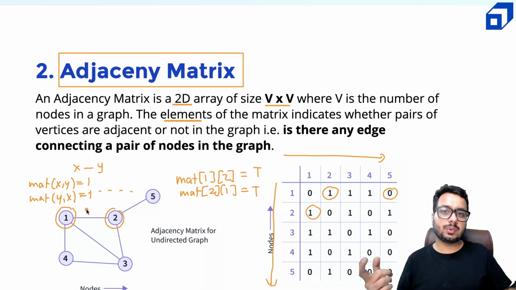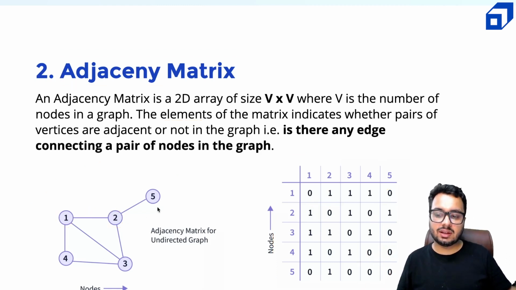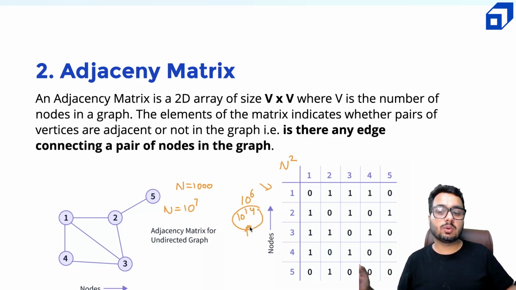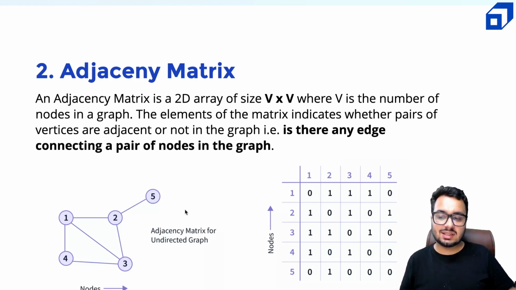And the problem with this approach is that as your n grows, say you have 1000 nodes, your matrix will be of the size n square, so it will have 10 power 6 elements. If n is 10 power 7, your matrix will be of the size 10 power 14. You won't be able to hold this big matrix in your memory. So it is not suitable for a large number of nodes. It is suitable for a small number of nodes, but again there are certain advantages and disadvantages.